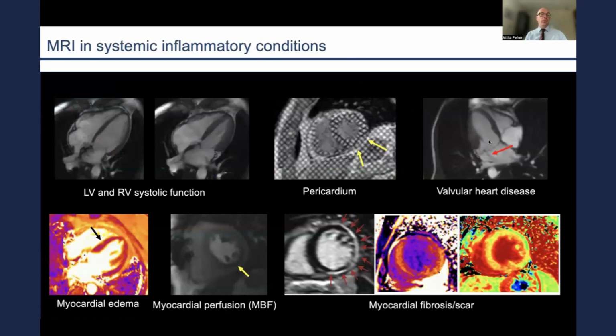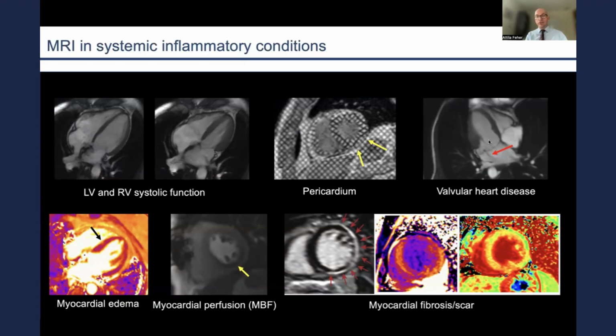So then I would like to talk a little bit about the use of MRI in systemic inflammatory conditions. As you probably heard, it's the gold standard for LV and RV systolic function. It can be used to evaluate pericardium and valvular heart disease. You can assess edema with T2 mapping. Myocardial perfusion with stress MRI is really evolving.